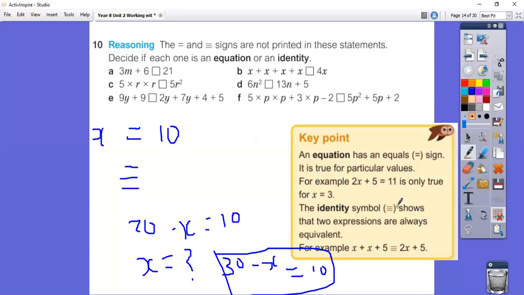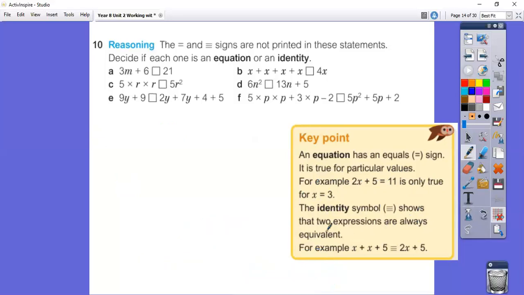The identity symbol, with 3 lines instead of the 2 lines we normally see, shows that 2 expressions are always equivalent. That means they'll always be the same. For example, x plus 5 will always be equal to x plus 5. It doesn't matter whichever question you see, this is an identity. It's not an equation. It's always equivalent, always true.